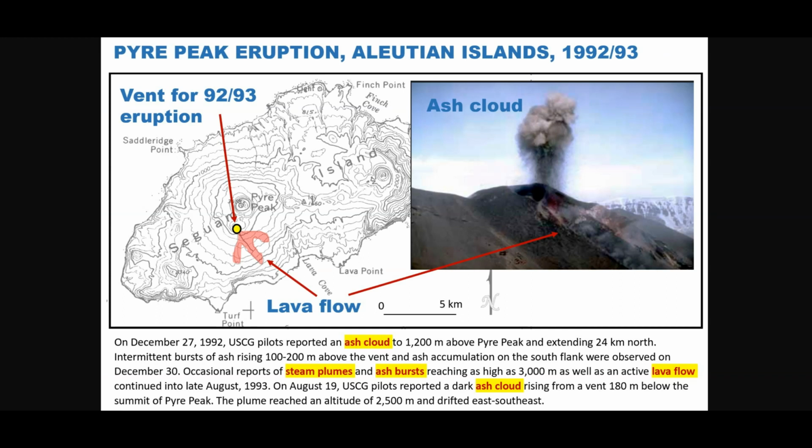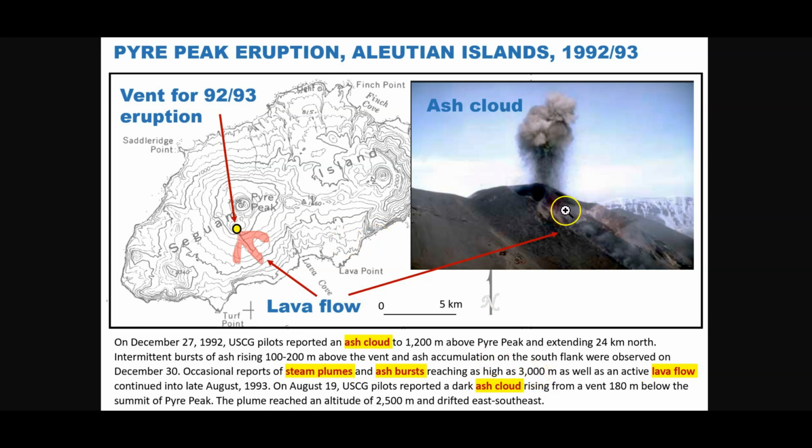So the last time that this erupted was in the early 1990s, and this island is uninhabited, so it was spotted by some Coast Guard pilots who were reporting the ash cloud going up. You can see the ash clouds. So 1,200 meters above it, there were a few other ash clouds coming out, some of them reaching up as high as 3,000 meters into the sky.